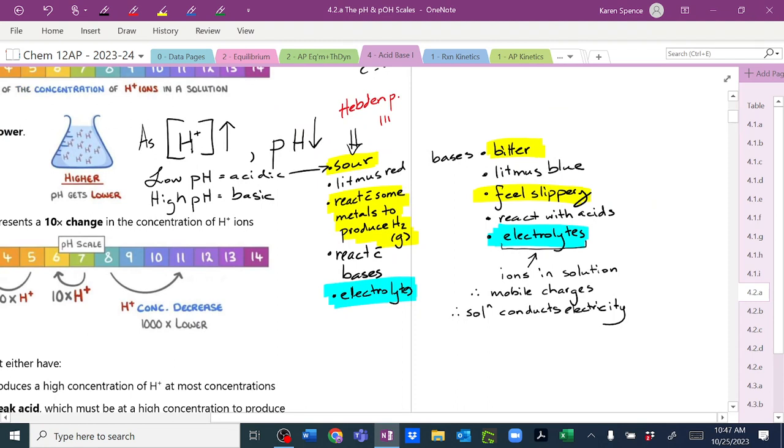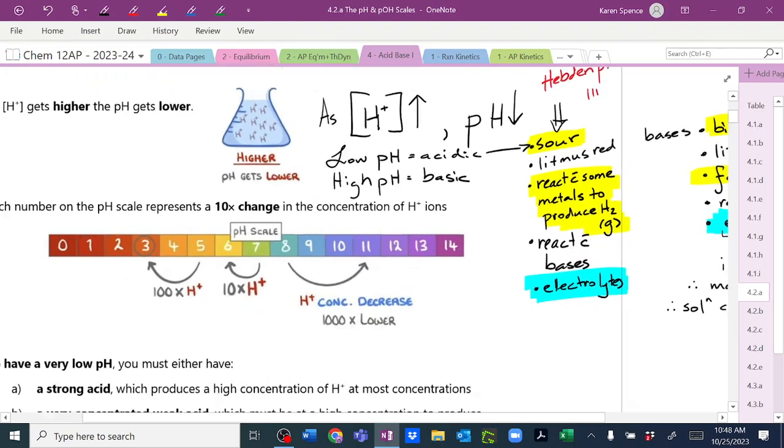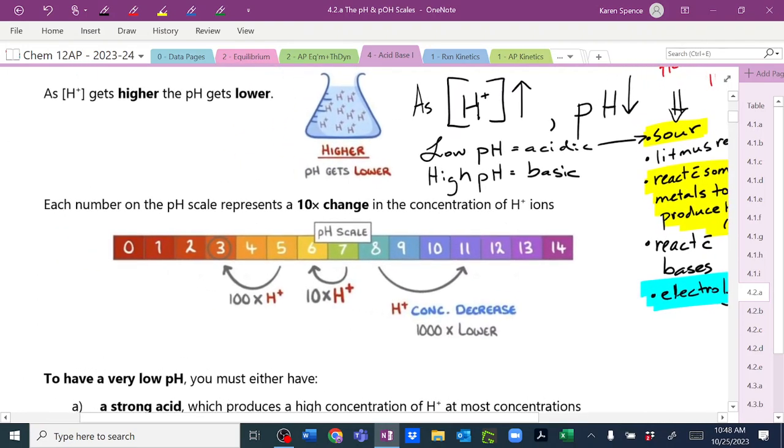So high pH is acidic, low pH is basic. Did I say that wrong? I said that totally wrong. High pH is basic, low pH is acidic. Each number on the pH scale represents a 10 times change. What kind of scale is that, if every time you move up you're changing by a power of 10? That is a logarithmic scale.